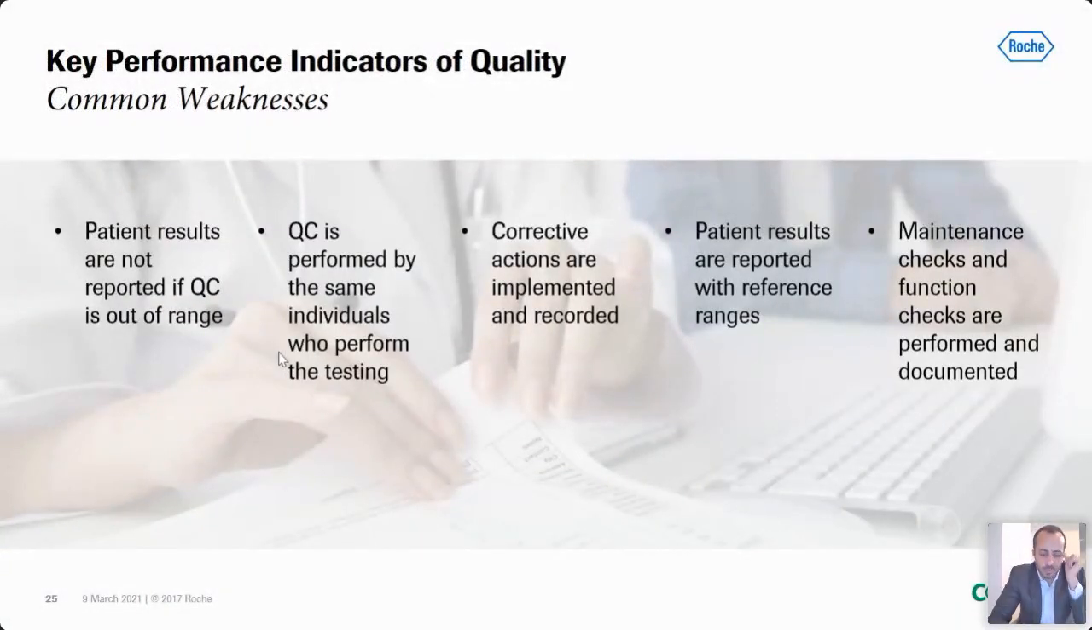Now, when we look at some of the common weaknesses, or some of the areas where we can implement our KPIs inside our labs, because we'll always have a place for improvement inside our lab. First of all, we need to make sure we don't have any patient results that are not reported. If your quality control is out of range, you can check, from your records, whether you released any patient results during that time.